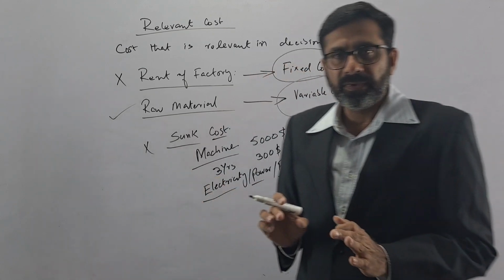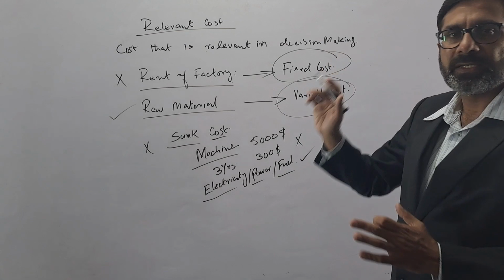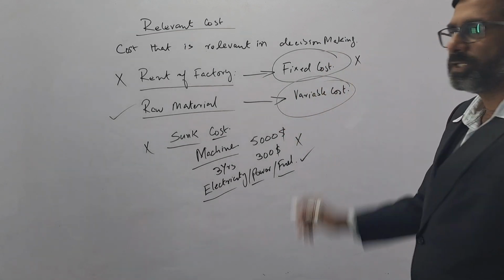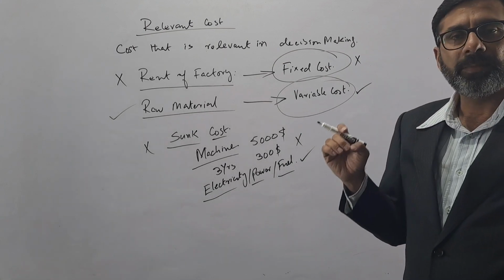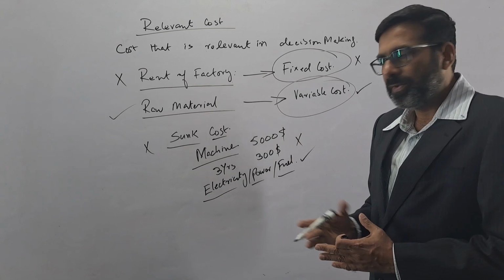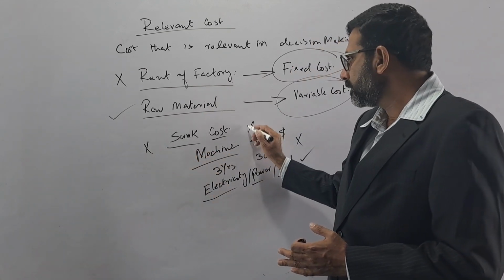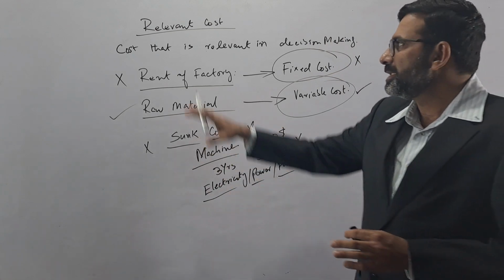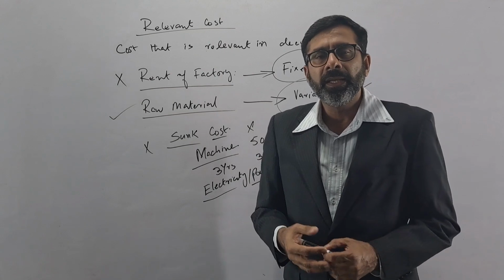So here we have just three basic things that we have discussed today. The fixed cost is not a relevant cost in decision making. But the variable cost is relevant in making the decision. While making the decision, we have to consider what the variable cost is. And again, the sunk cost, obviously, is not a cost which is relevant while making the decision. So these are the basic concepts related to the relevant cost.